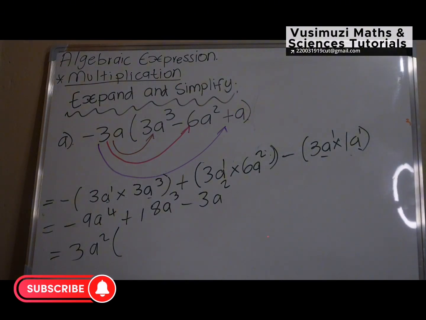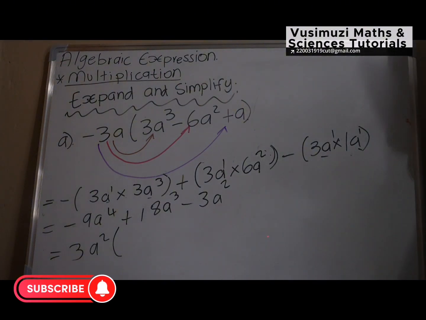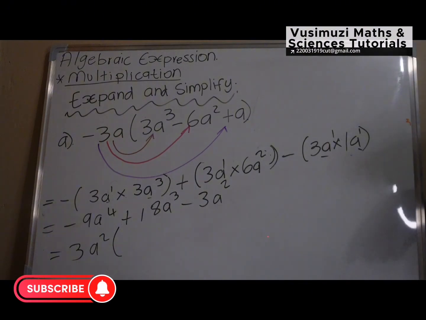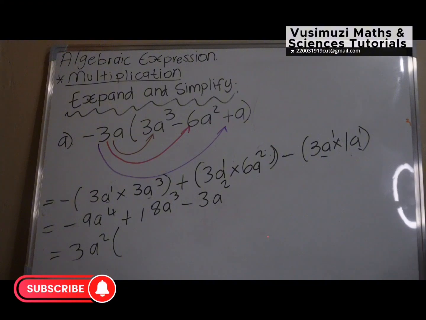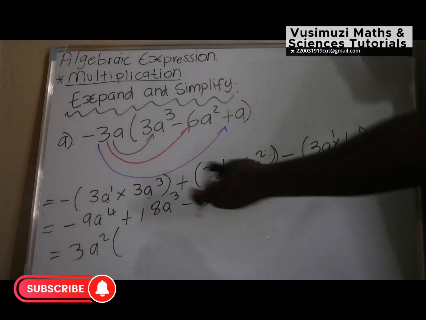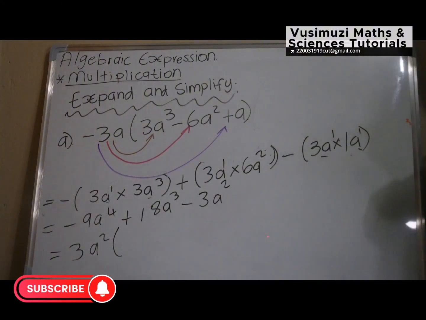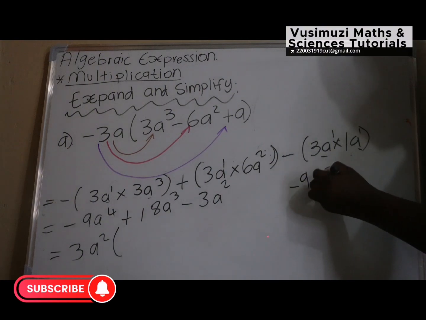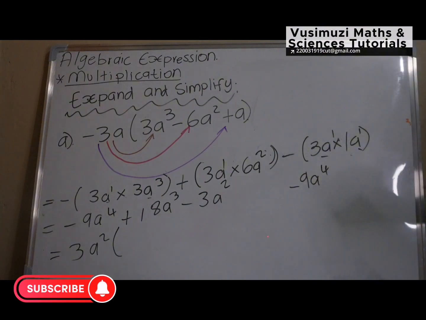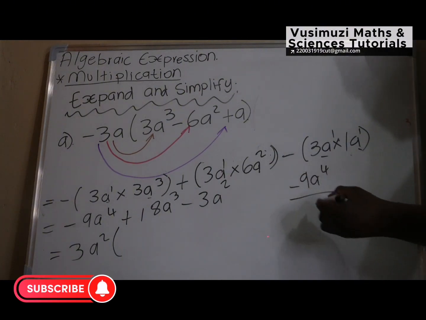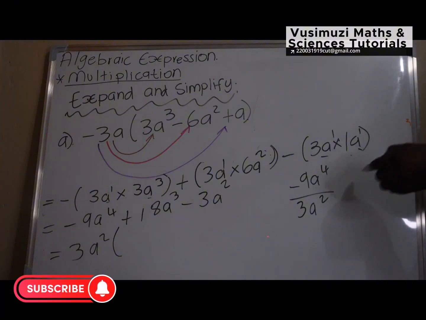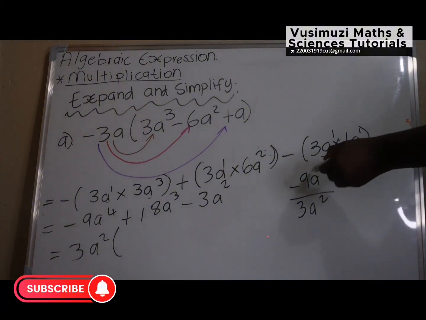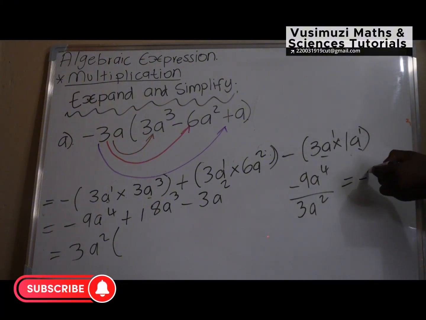Then what you're going to do in this case, you're going to find the terms. This is my common factor. So the first term, negative 9A to power 4, divided by our common factor, which is 3A squared. You find the answer there. Negative 9 divided by 3 is negative 3.